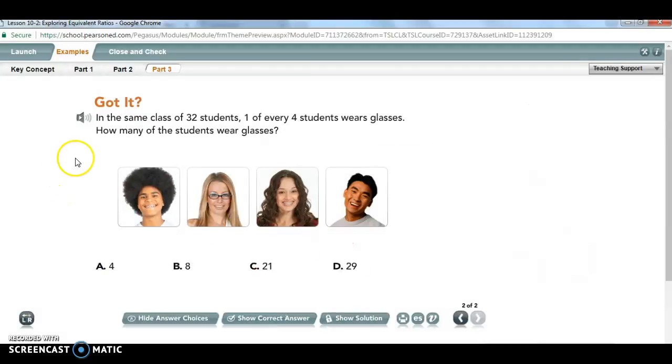Here's our last got it problem. In the same class of 32 students, 1 of every 4 students wears glasses. How many of the students wear glasses? The correct answer is 8.